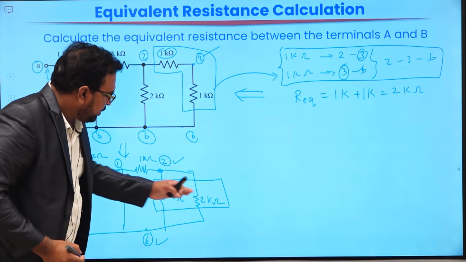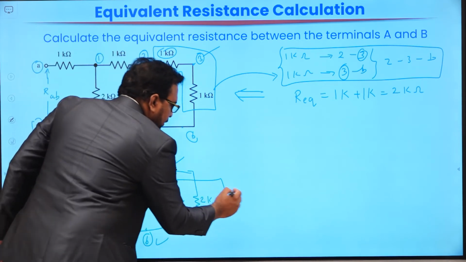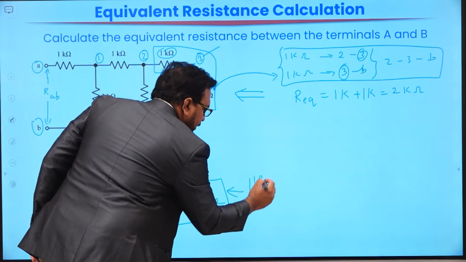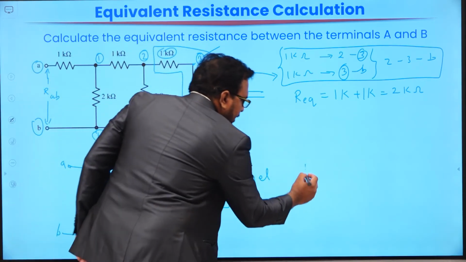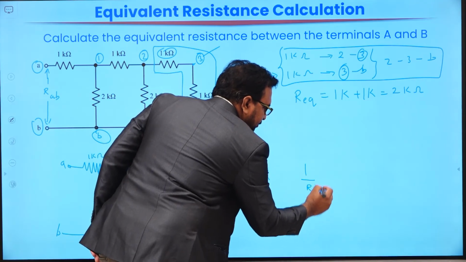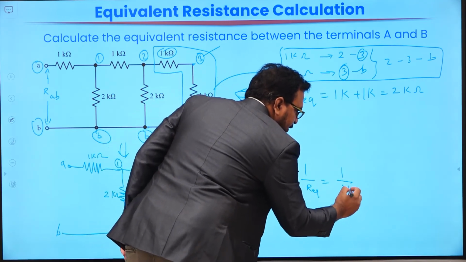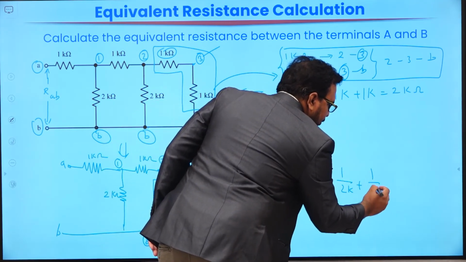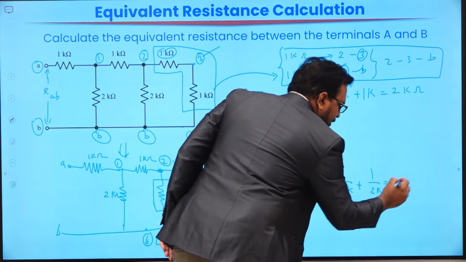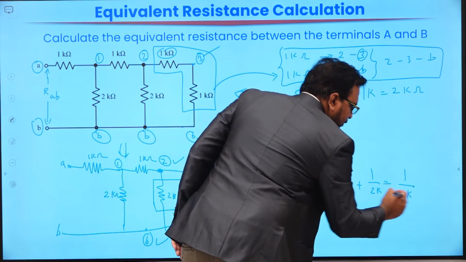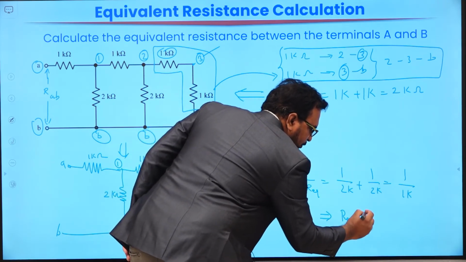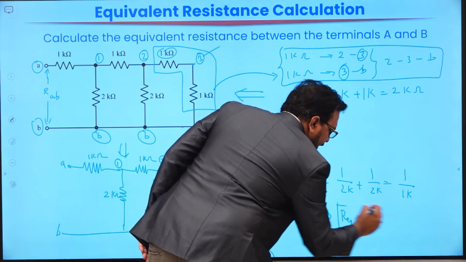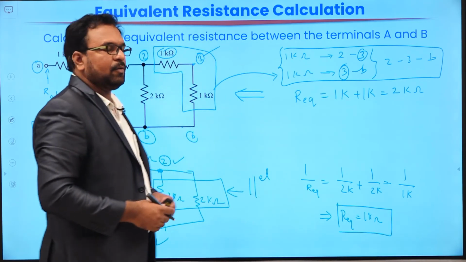In this circuit, if you observe here, these two resistors are connected between node 2 and node B. That means these two resistors are in parallel. We are going to say that these two resistors are connected in parallel. When two resistors are connected in parallel, what is the equivalent resistance? 1 by 2 kilo ohms plus 1 by 2 kilo ohms, which is nothing but 1 by 1 kilo ohm. That implies R equivalent is 1 kilo ohm. When you take the reciprocal, R equivalent is 1 kilo ohm.